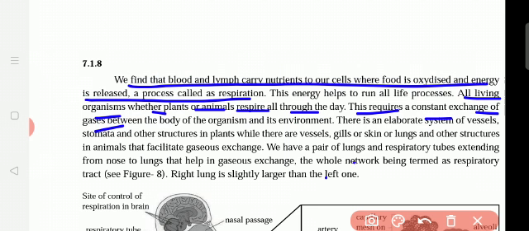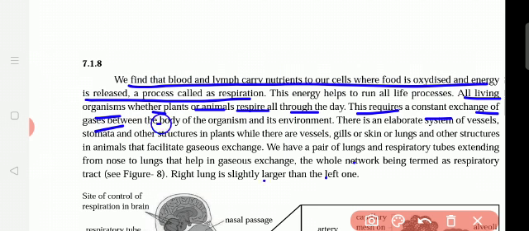Exchange means what? I have a pen and you have a pen. Okay, and both exchange the pens. The same pen we are exchanging, both of us. I am also giving, you are also giving. This is how the exchange of gases takes place.